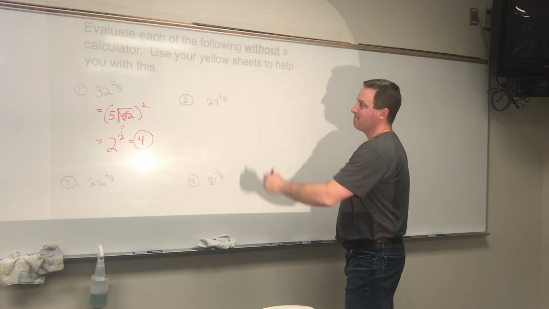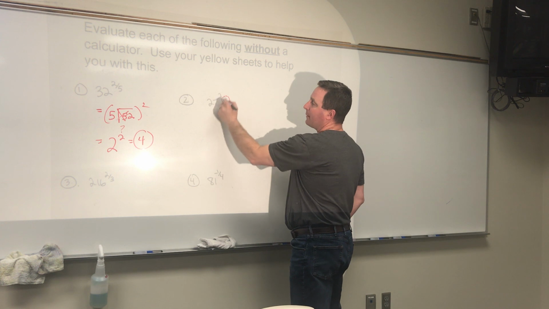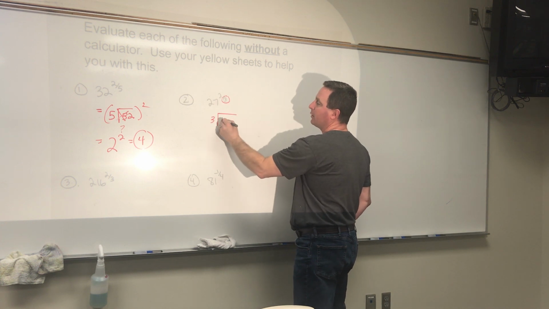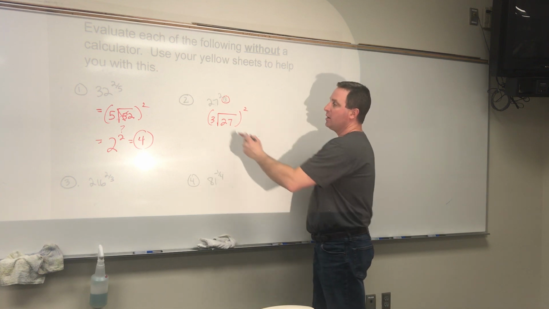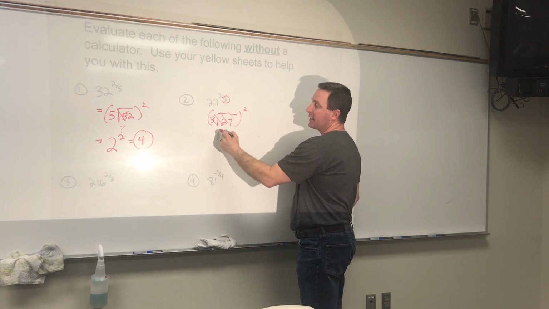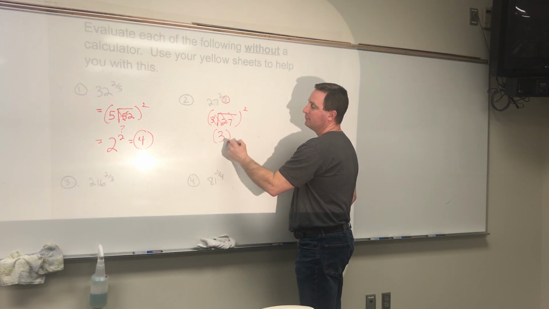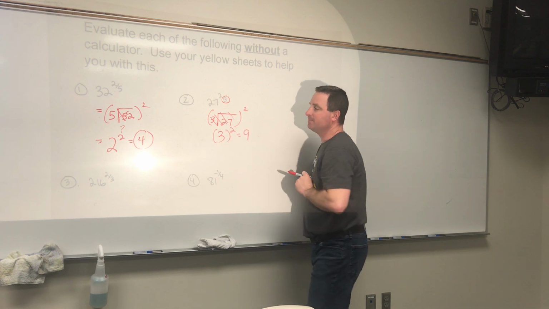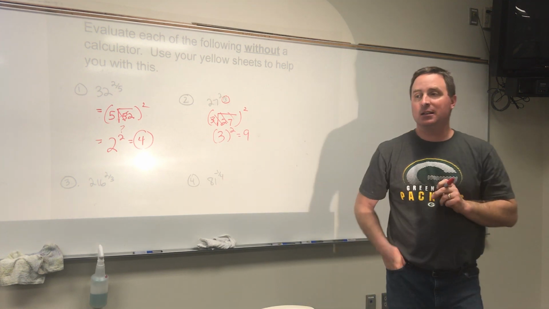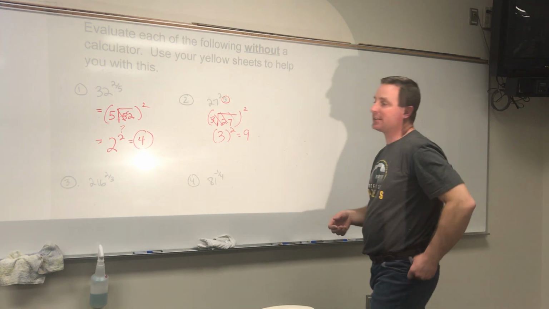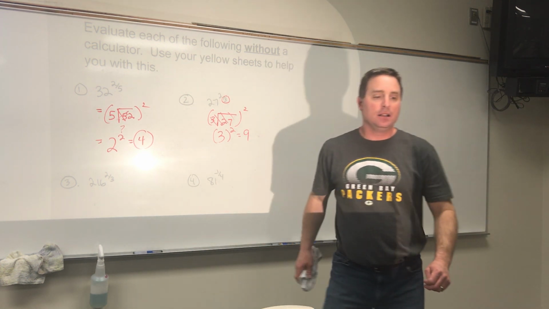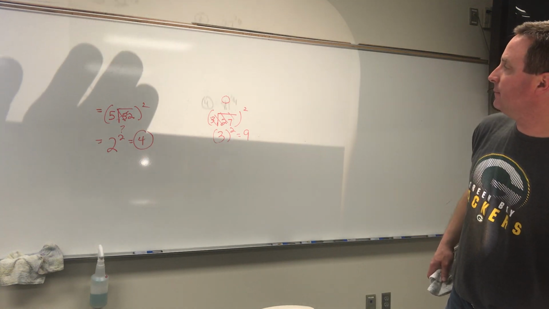Same thing with this one. I see a denominator of 3, so it's going to be the cube root of 27 squared. Well, if you know this, you probably know this one. The cube root of 27 is 3, and 3 squared is 9. So it's almost faster to do it with your yellow sheet than it is to type it in on your calculator. I'm going to scoot this up a little bit.